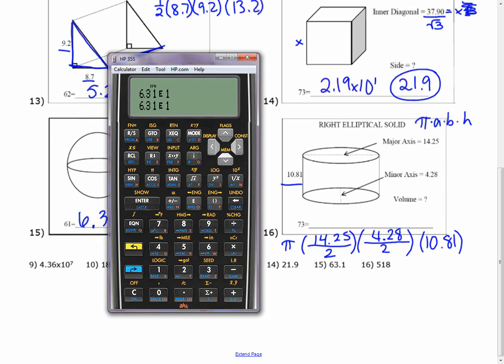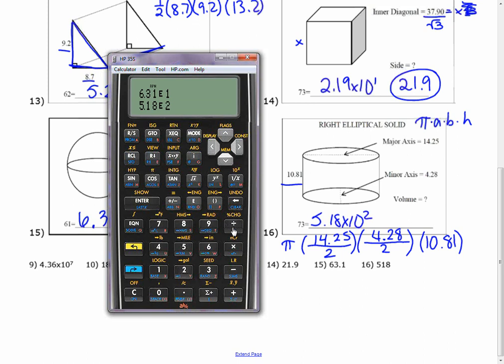So we'll start with, I'm just going to multiply everything across the top there. So I'll start with my pi, yellow pi, 14.25 times 4.28 times 10.81 times 2 divide, 2 divide. And I get 5.18 times 10 to the second.